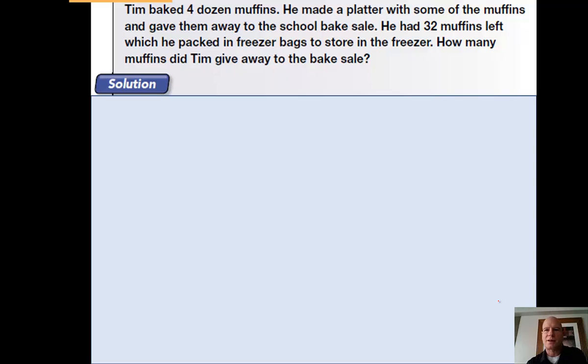So if Tim baked 4 dozen muffins, he made a platter with some of the muffins and gave them away to the school bake sale. He had 32 muffins left, which he packed in a freezer bag to store in the freezer. How many muffins did Tim give away at the bake sale? So first thing you've got to do is calculate how many 4 dozen muffins are. And then you've got to subtract the amount of muffins that he had left over to find out how many he originally gave away. See if you can figure this out and then restart the video.